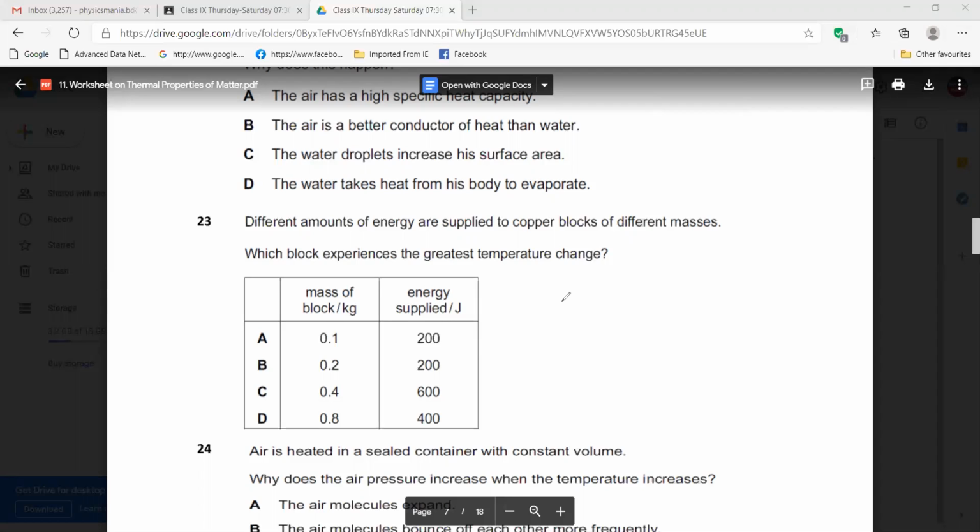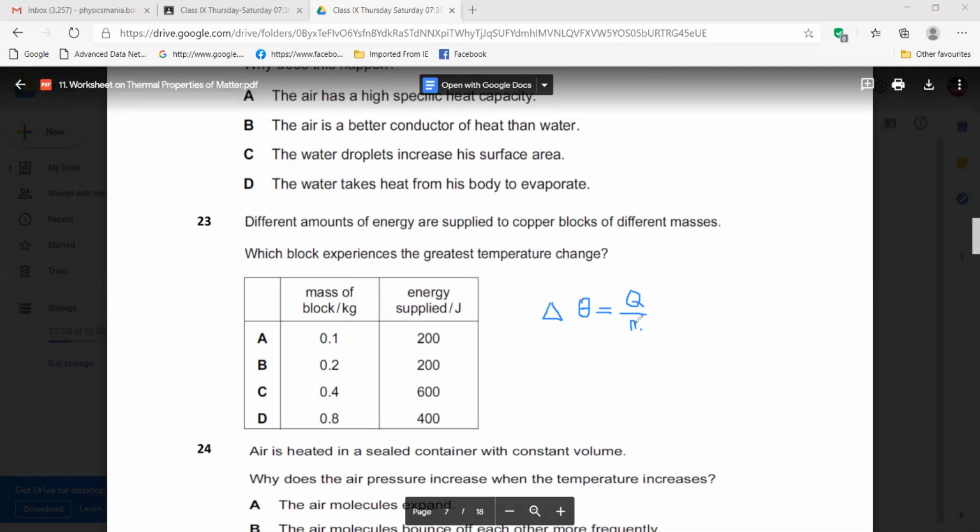So on your copy, please write this. For MCQ 23, Δθ equals Q by cm, right? But c is constant for all, right? That's why it's enough to write Q by m.